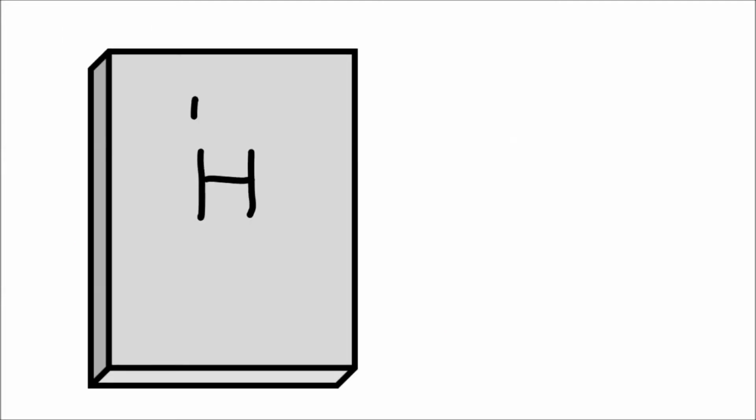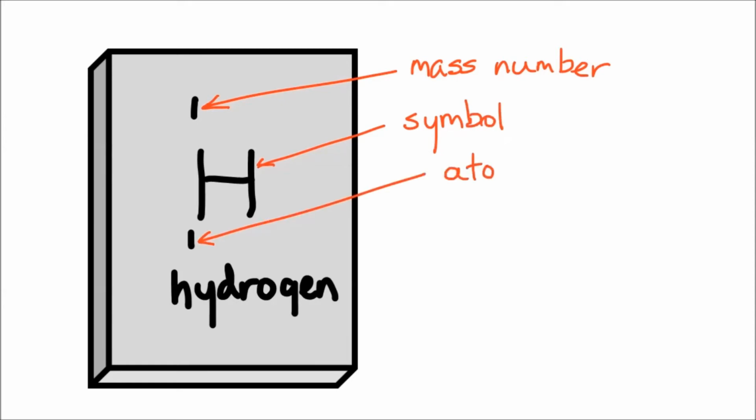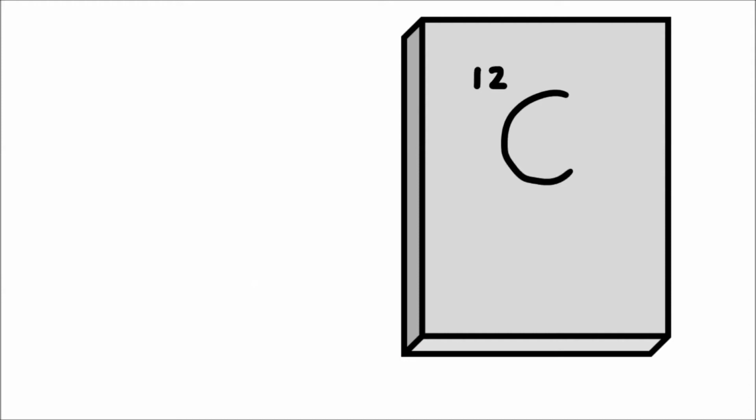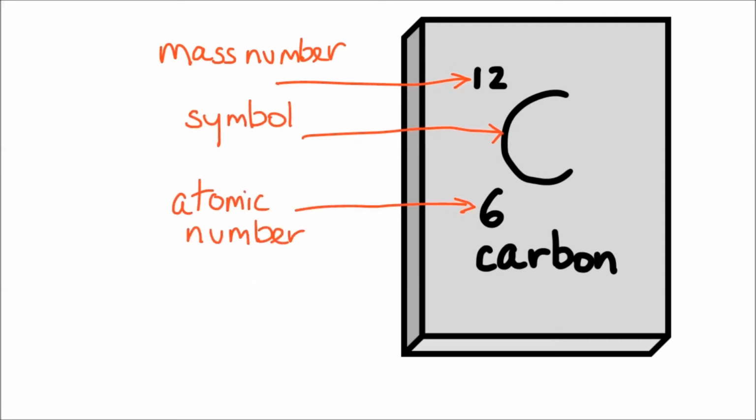This is how elements are represented in the periodic table. At the top we have the mass number, underneath the symbol for the element. Underneath that the atomic number, and finally the name of the element. For carbon we have 12 for the mass number, C for the symbol of carbon, the atomic number is 6, and finally the name carbon.